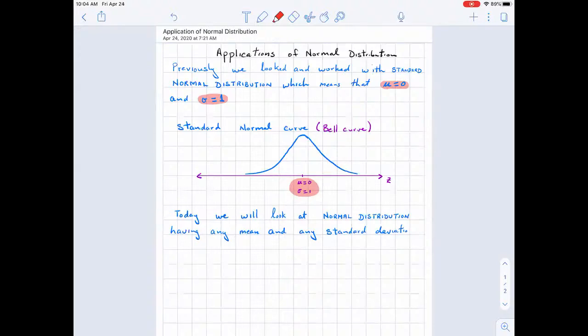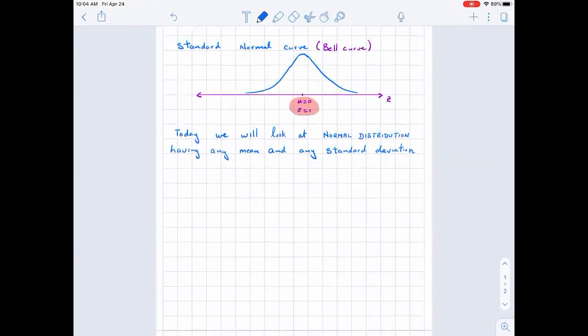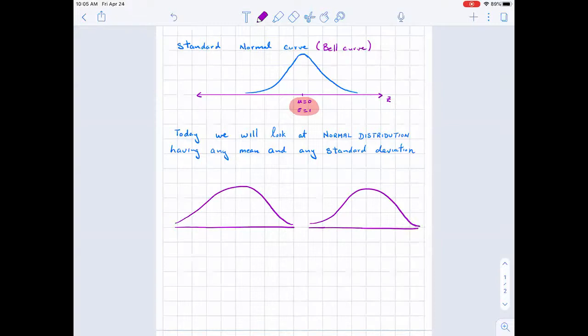Today we will look at normal distribution having any mean and any standard deviation. So the graphs basically will look the same, just that in the middle you wouldn't have mu is 0 and sigma is equal to 1. If you recall, the standard normal curve is a bell curve anyway. And if we draw this curve, the graphs are basically the same.